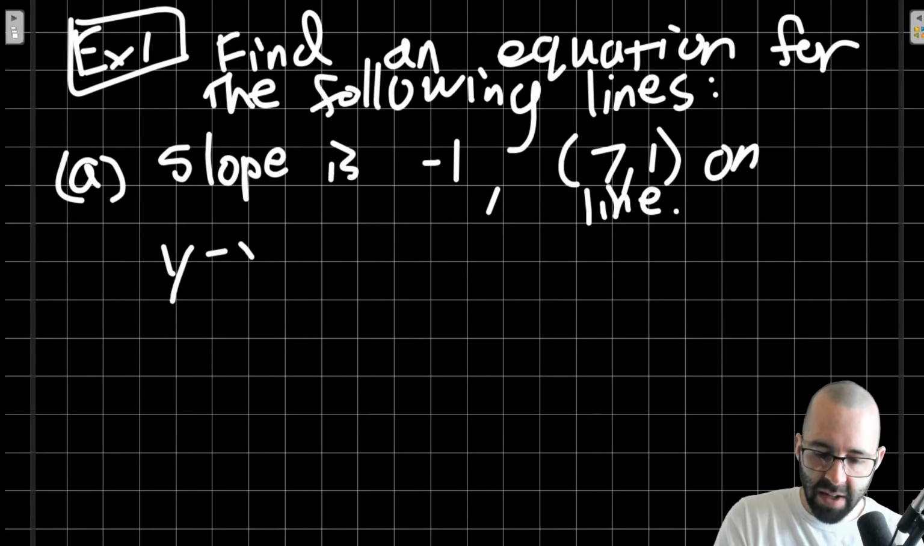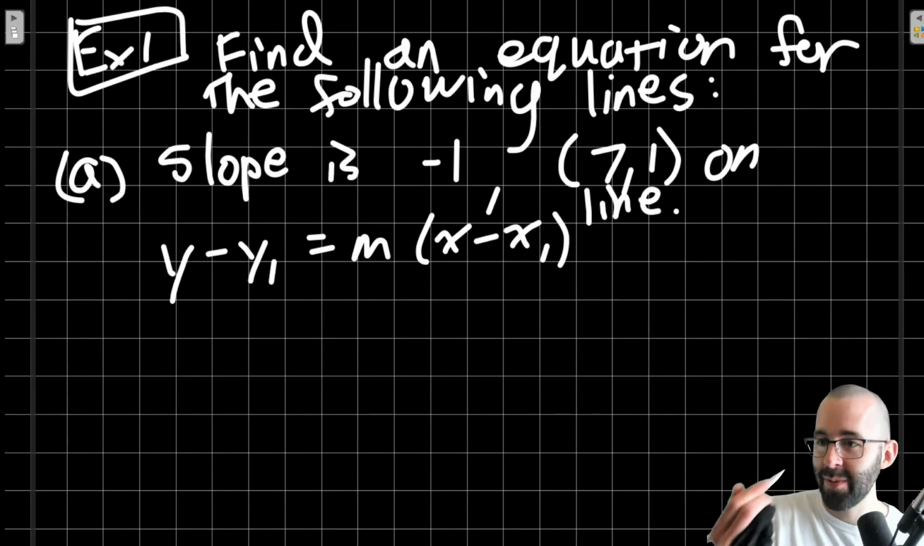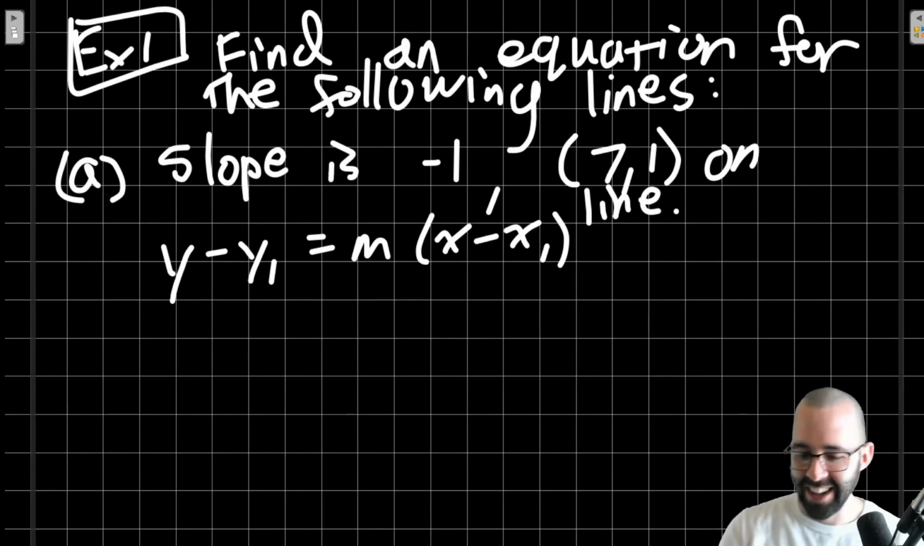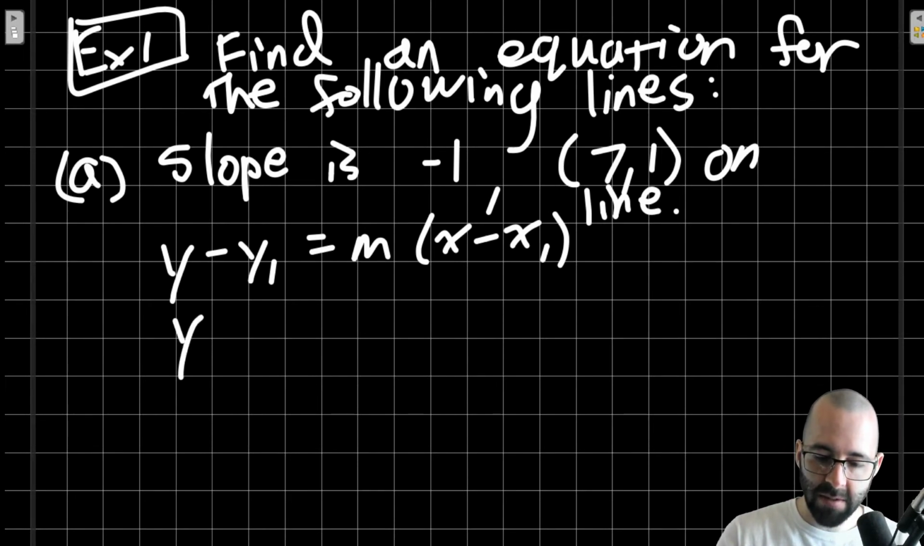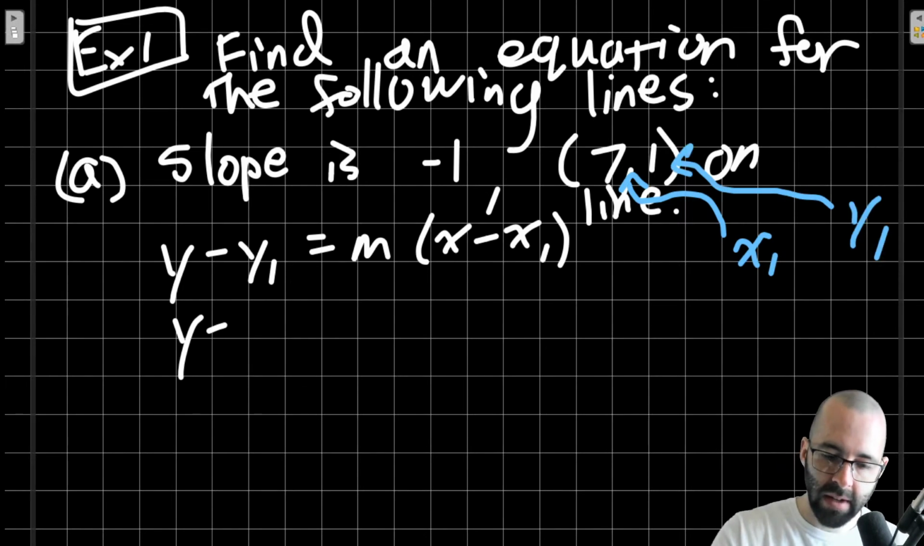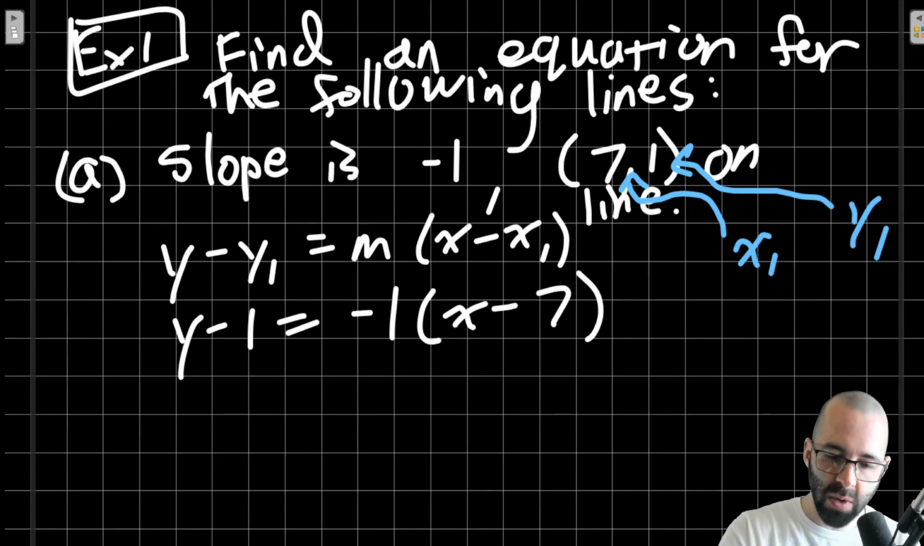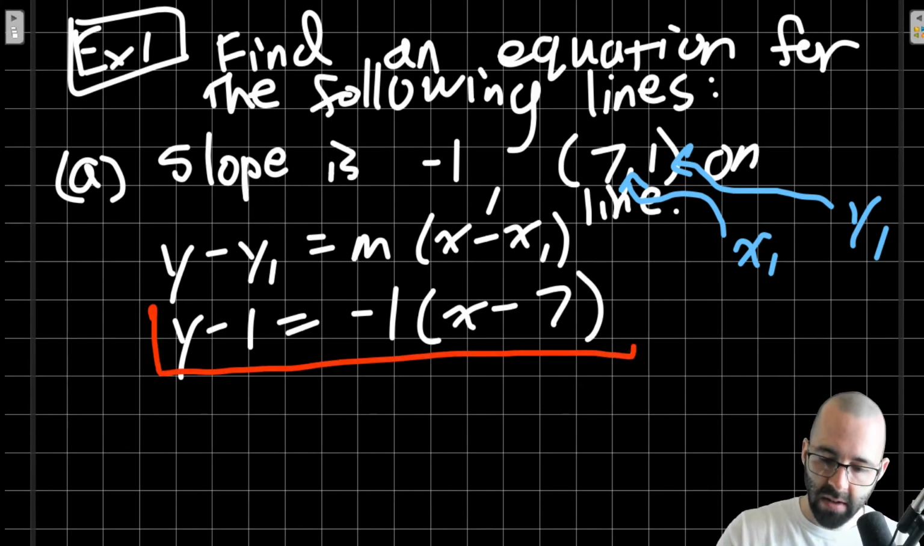Okay, we have y minus y1 is equal to m times x minus x1. Remember, x1 is the x coordinate. I'm pointing to it, but you can't see it. And then y1 is this thing. So we just replace it. If we go over here, say the 7 is our x1, and the 1 our y1. Then we just substitute out. Y minus 1 is equal to m, which is our slope, -1, times x minus x1, which we said was 7. And that is the equation of our line.